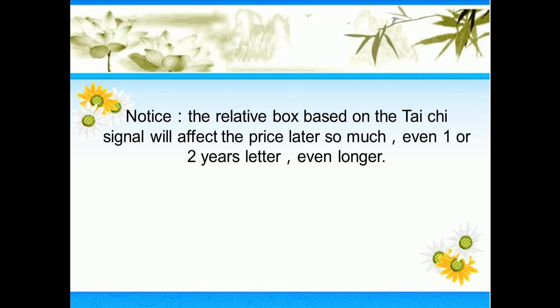Notice the relative box based on the Tai Z signal will affect the price later so much, even 1 or 2 years, maybe even longer. So if you draw the line, the support and resistance will affect the price maybe in 1 year or 2 years. Okay, so even longer.